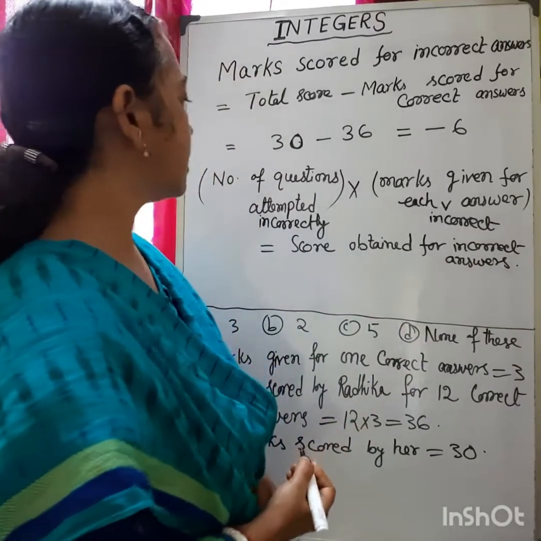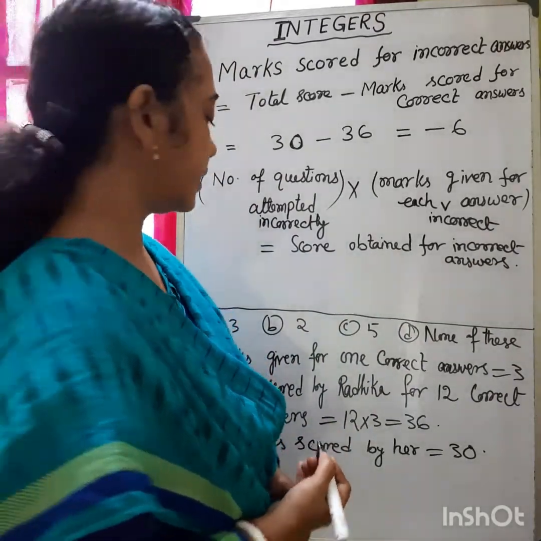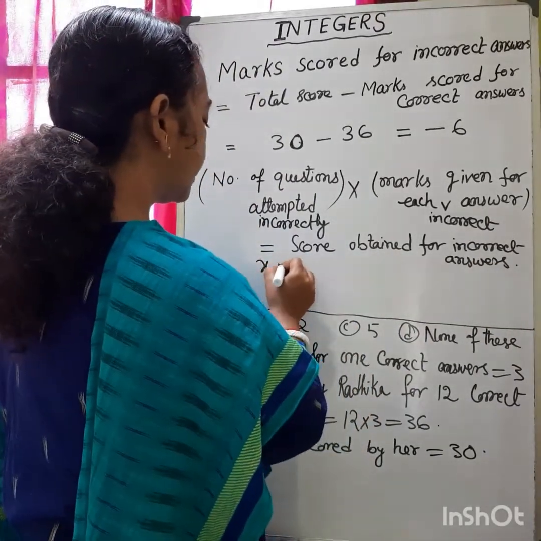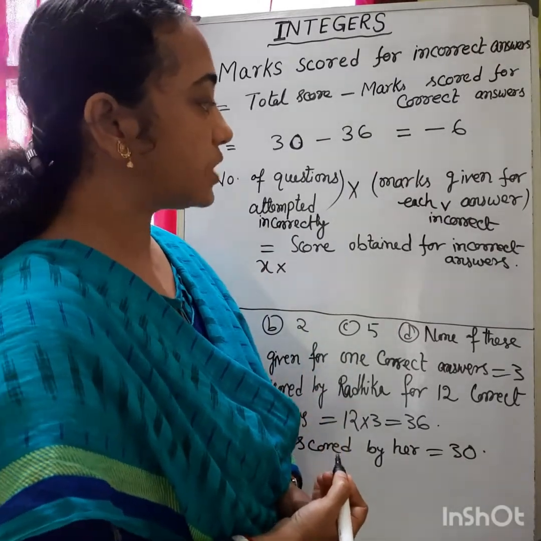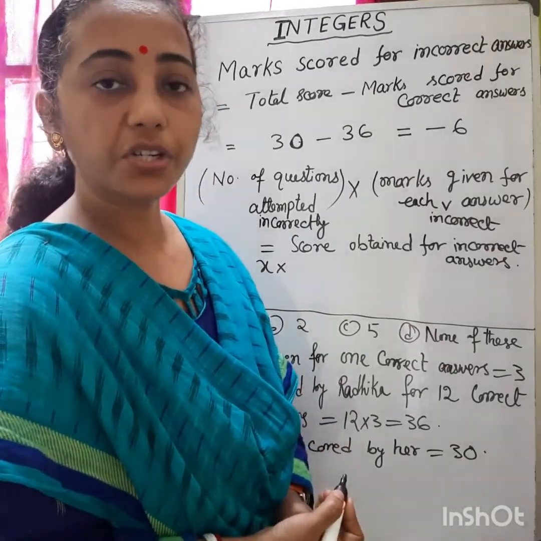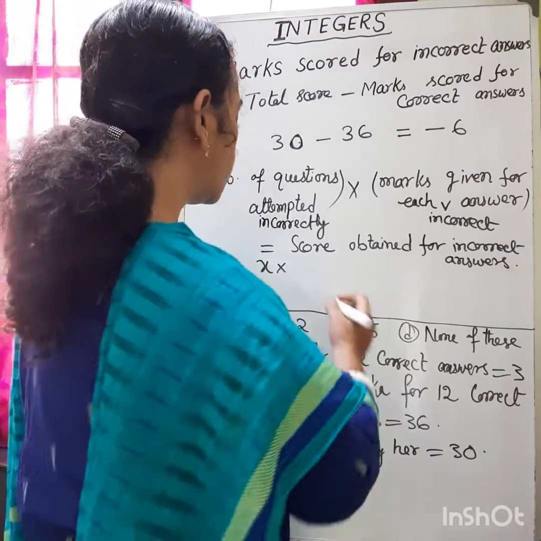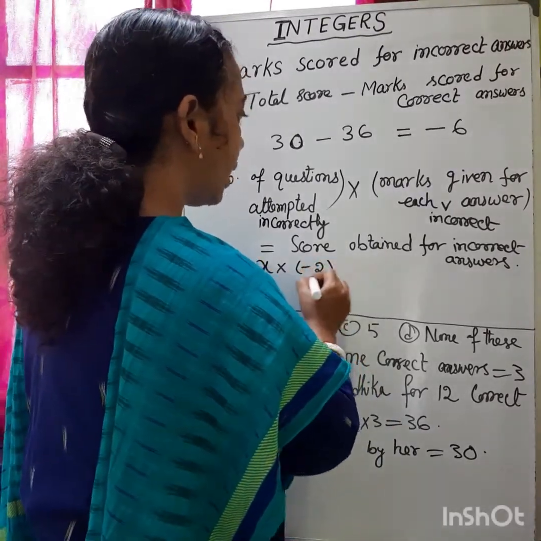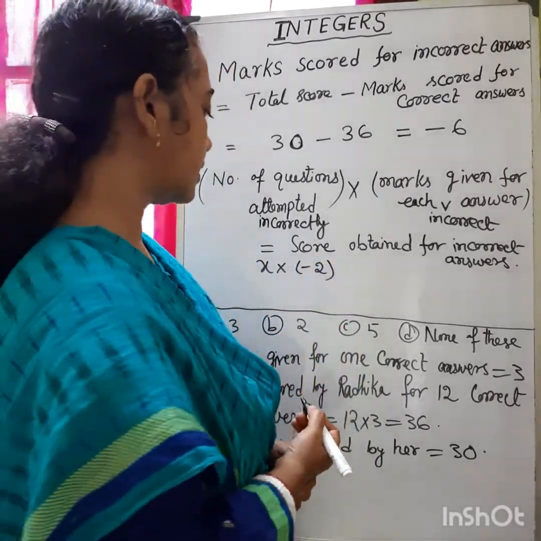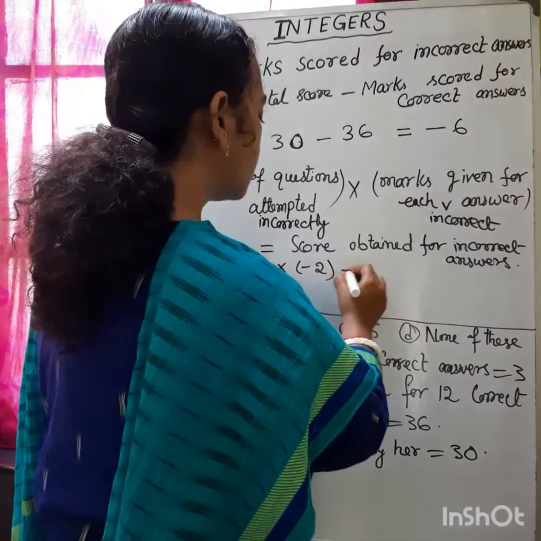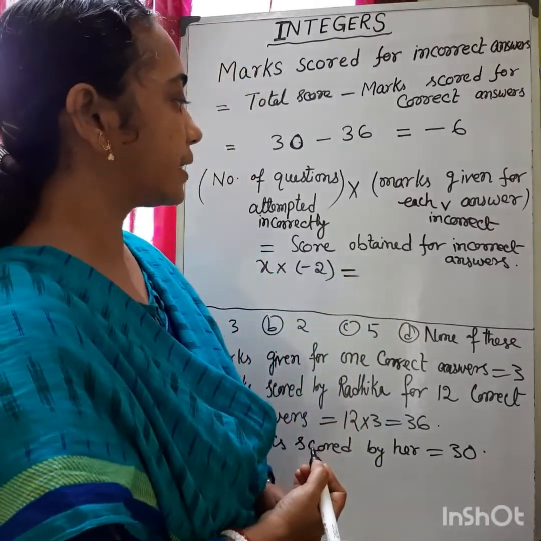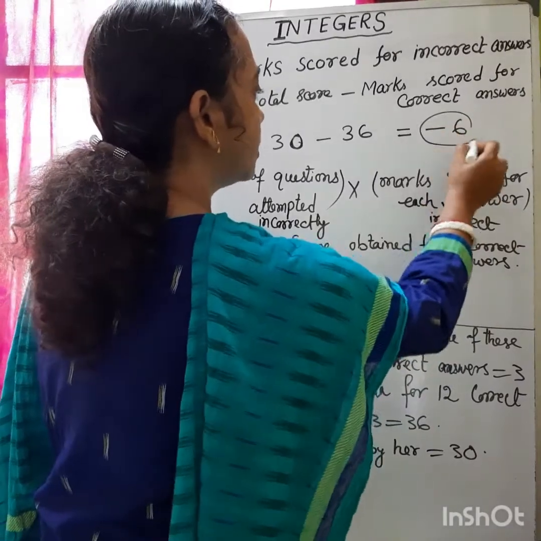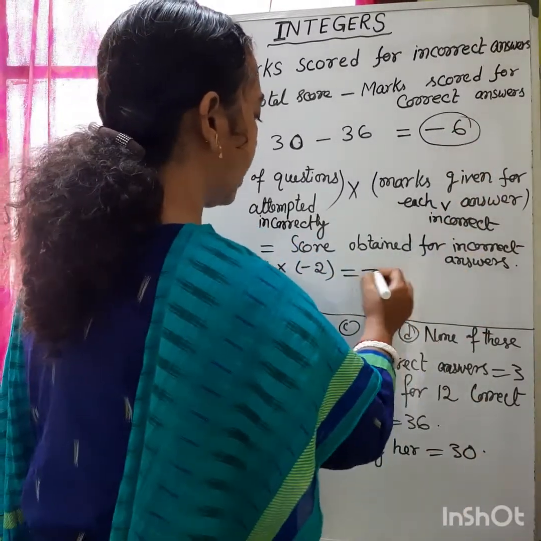So let us consider the number of questions attempted incorrectly be x, then x multiplied by marks given for each incorrect answer. In the question it is given minus 2. So we write here minus 2. The marks given for each incorrect answer is equal to minus 2 and is equal to the score obtained for incorrect answers, which we already got here, that is minus 6. So we put here minus 6.